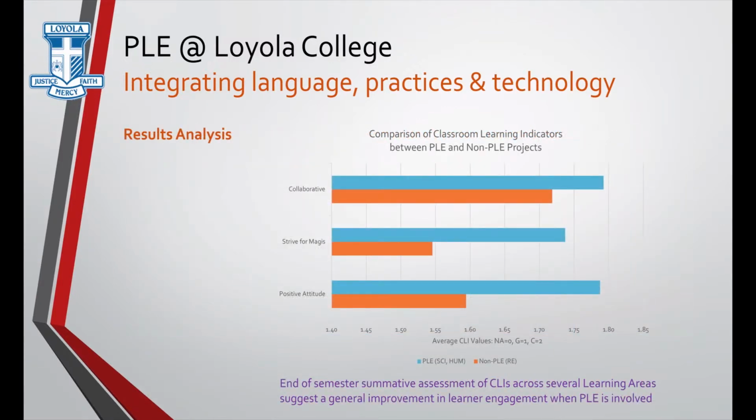So we did surveys. Of course, we want data to be able to show, is this actually working? So we compared in our summative assessment, end of semester, classroom learning indicators. This is a separate set of indicators. Did you do your homework? Did you complete it on time? Were you engaged in class? Those sort of things. And we compared two subjects in which we did this PLE project against one subject that we didn't. And across three of the major indicators, there was an improvement in what you might call learning engagement or learning behaviour. So that was a positive result.